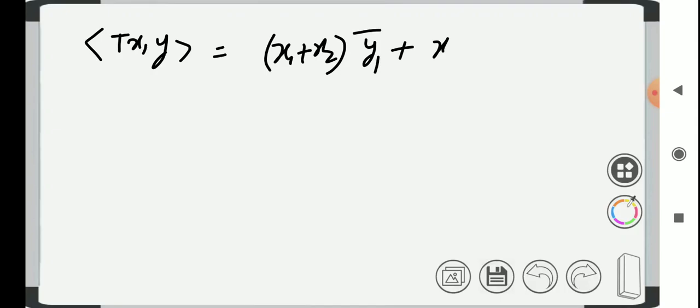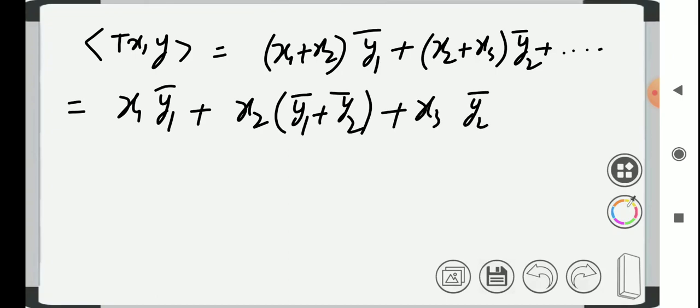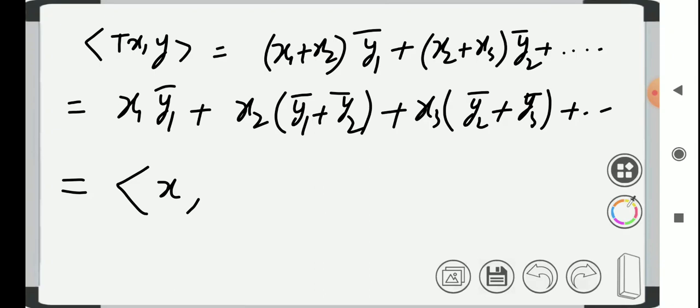Until here, we have that the inner product of Tx with y is simply x2 y1 conjugate plus x3 y2 conjugate plus and so on, which is simply x1 times 0, plus x2 y1 conjugate, and then x3 y2 conjugate, and so on, which is exactly the inner product of x with the sequence, which should be the same as the inner product of x with T star y.